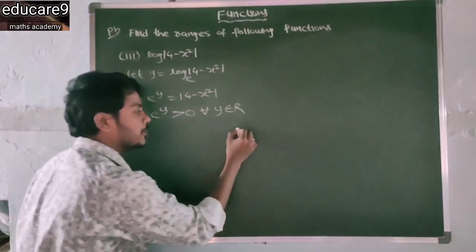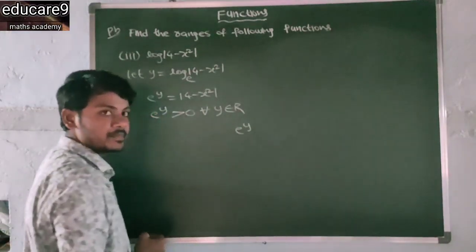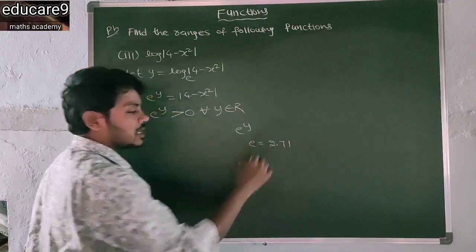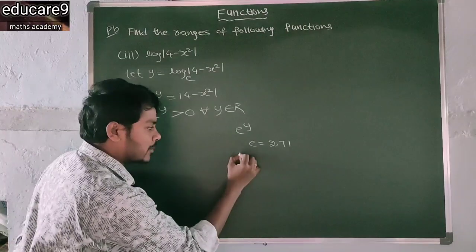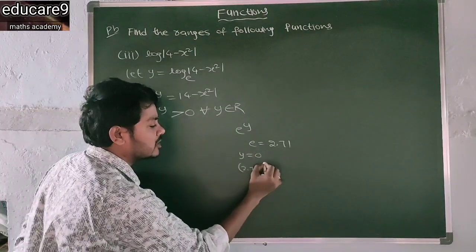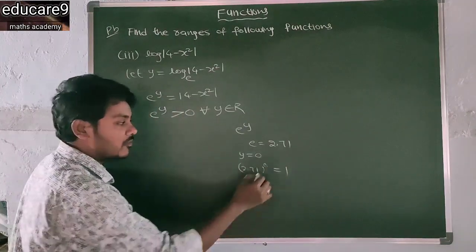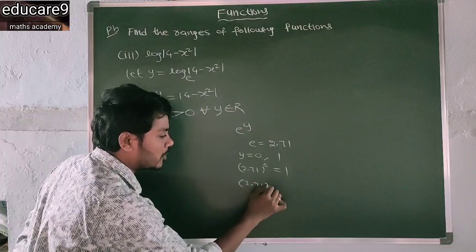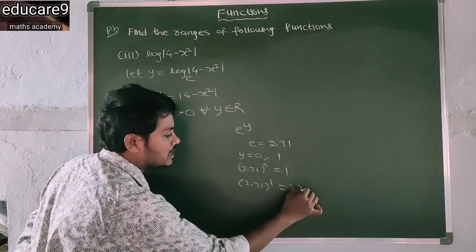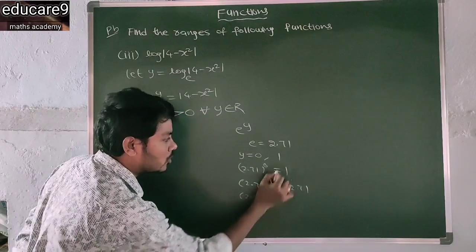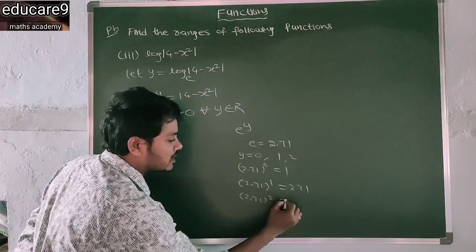See here the e power y value. Your e value is 2.71 something. For example, y is equal to 0. So 2.7 power 0 is what? 1. For example, y is equal to 1: 2.7 whole to the power of 1, that is 2.71. For example, y is equal to 2. So clearly this is positive.